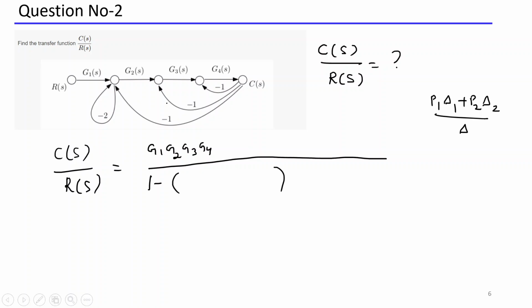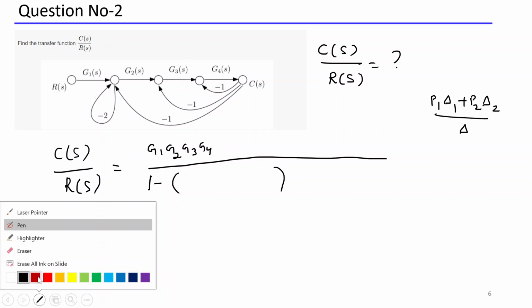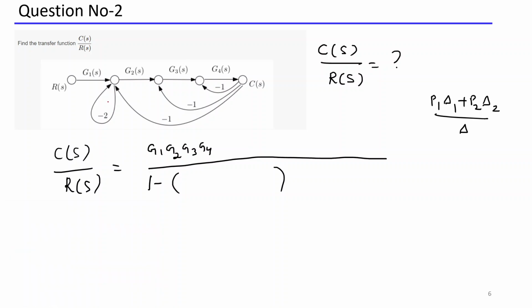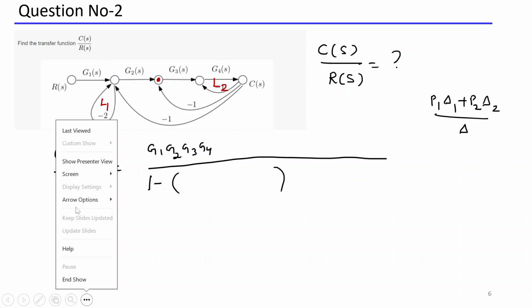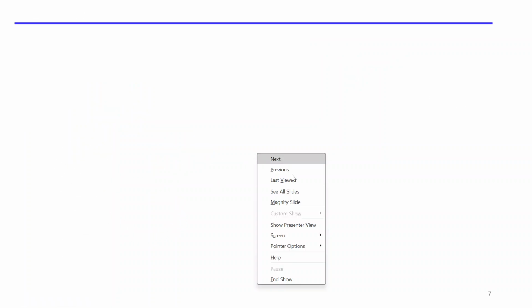How many loops are there? Let me write down the loops. Let me change the color for you. So how many loops are there? Let me call this L1. Let me call it L2, because this is a loop. That's why this is L2. If you start from this point and go like this, and come here, just use this. One second. Let me use the laser pointer.